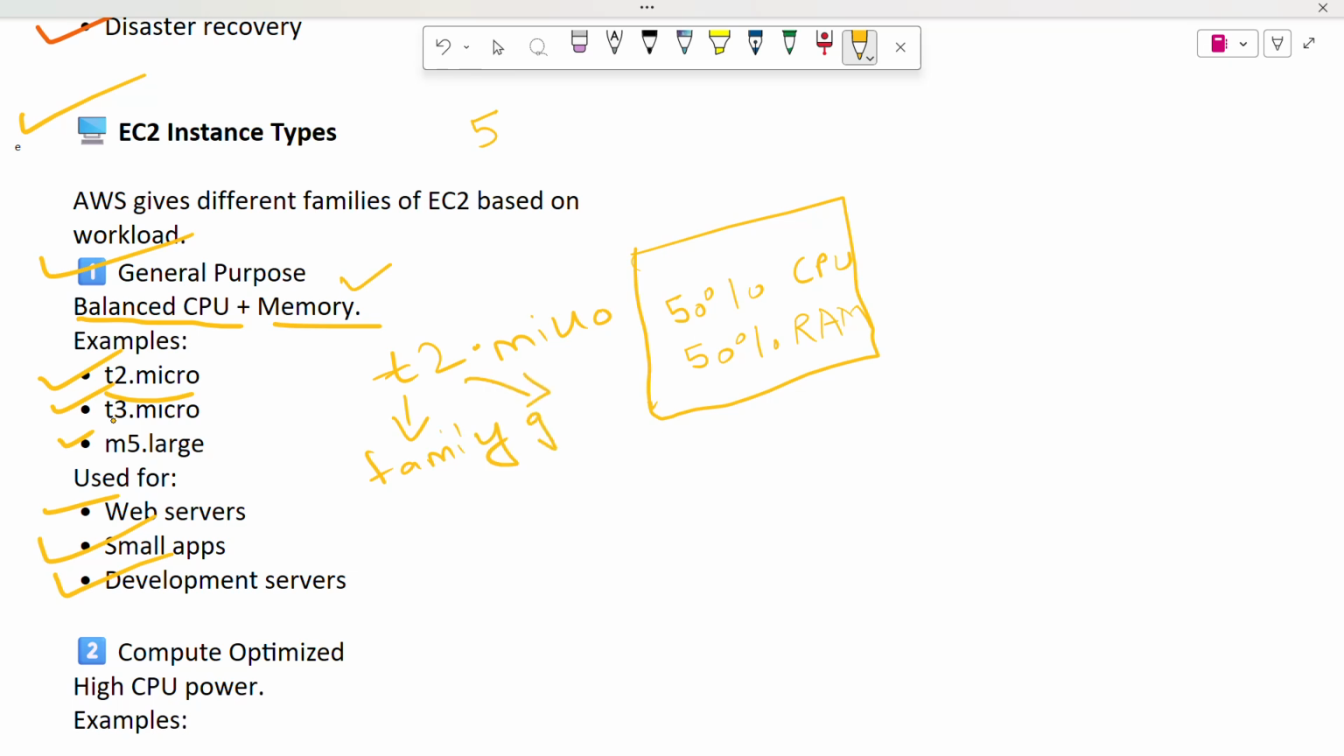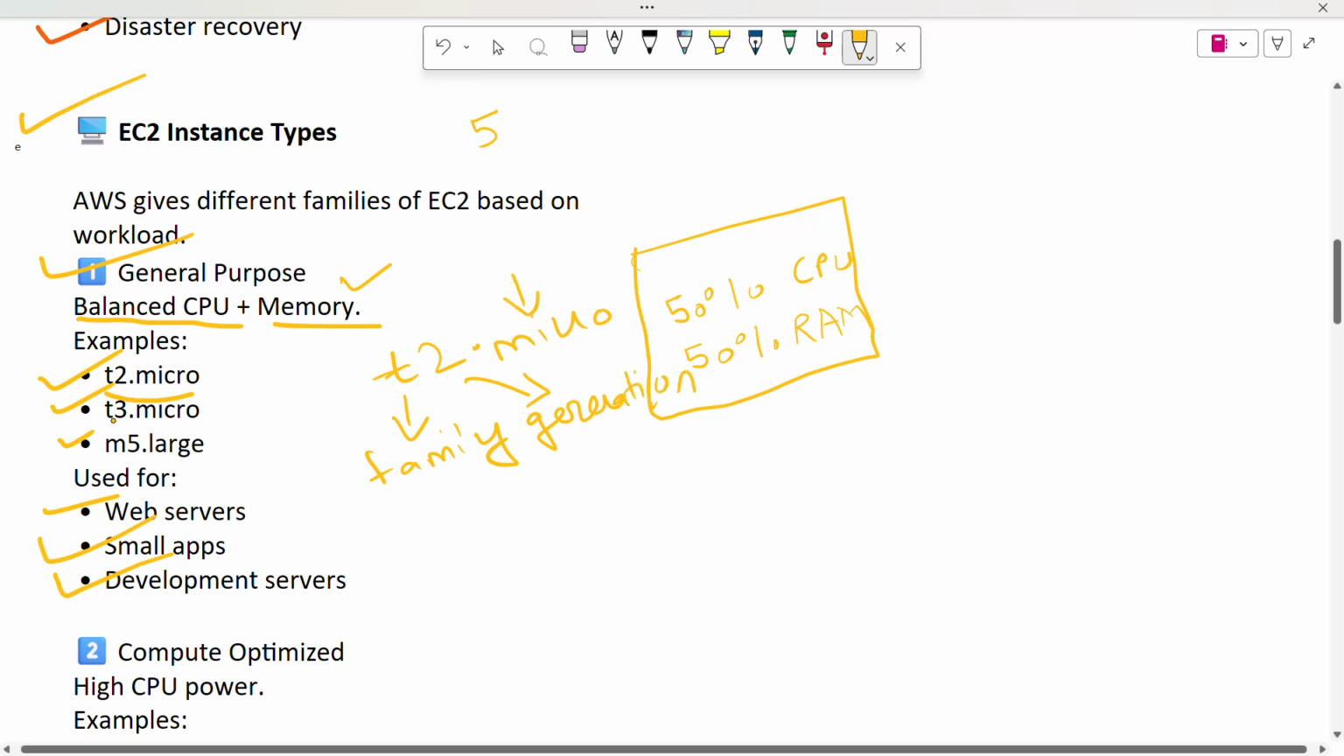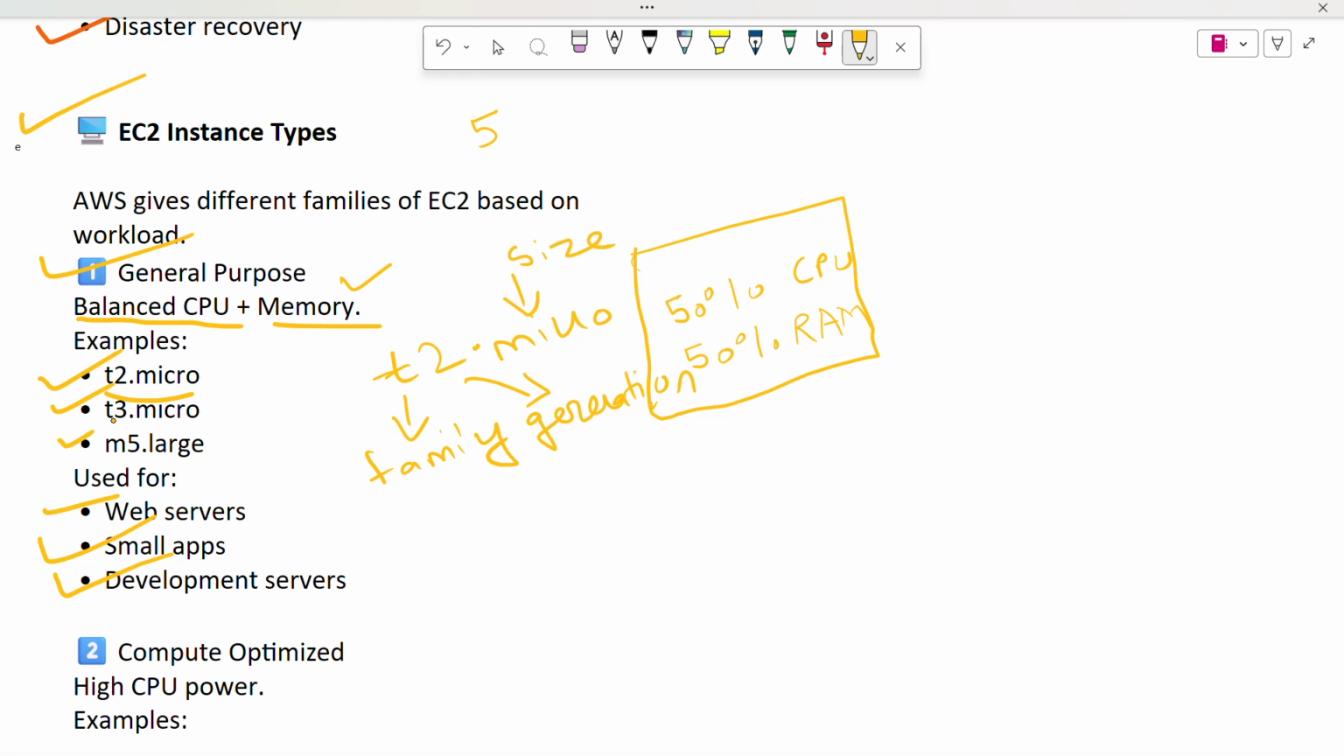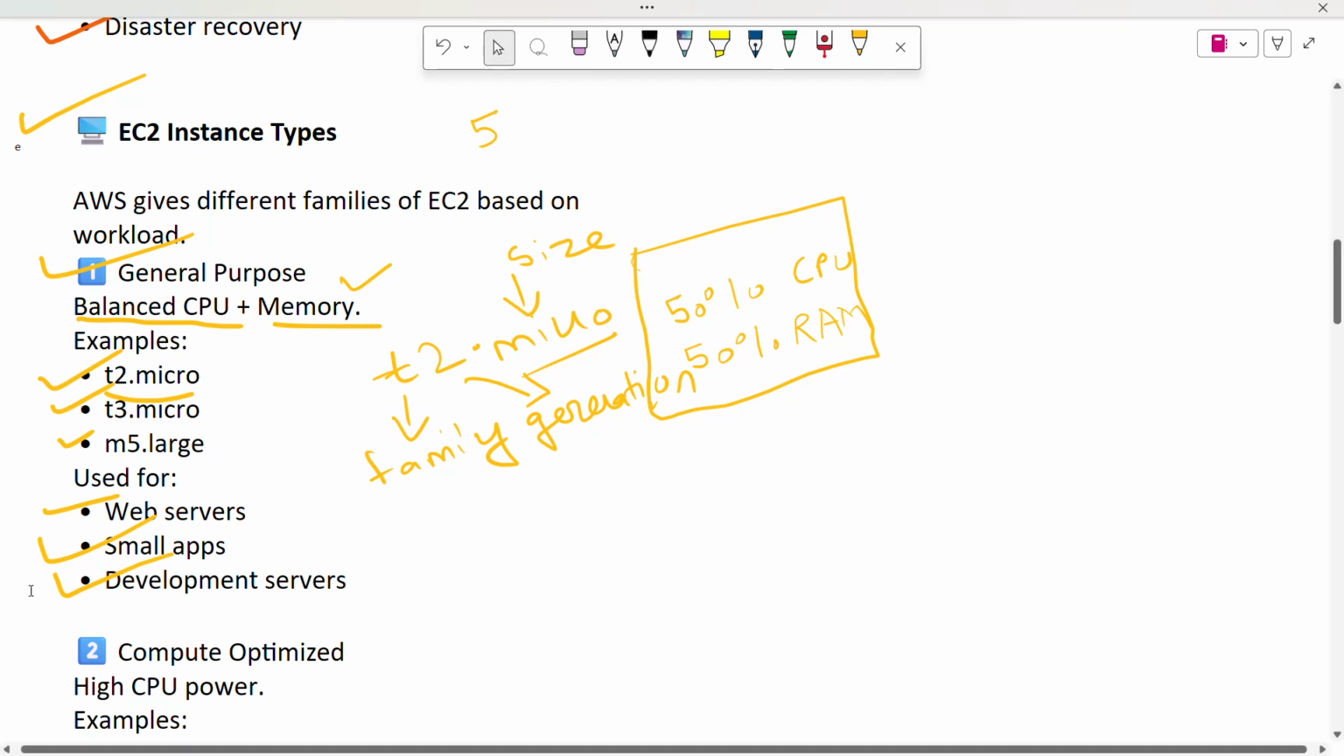The instance belongs to the general purpose family. 2 is for the generation. And micro is the size. It's a small instance, a small server. That is why we have used the word micro here. So this is how you identify and categorize the instance type with respect to its size.